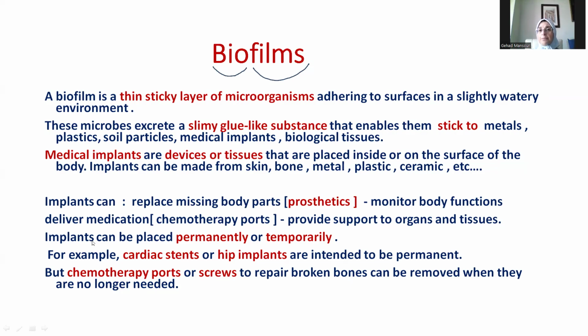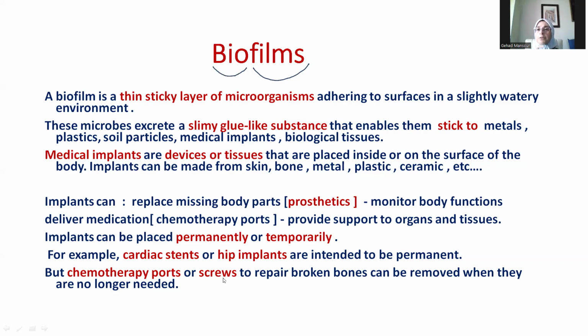Implants, on the other hand, can be classified according to whether they are temporary, put for a short period of time in the human body, or whether they are permanent. For example, if we put a hip implant, replacing the hip joint with a prosthetic one, or if we use a cardiac stent, then each of these medical implants is designed to stay there forever.